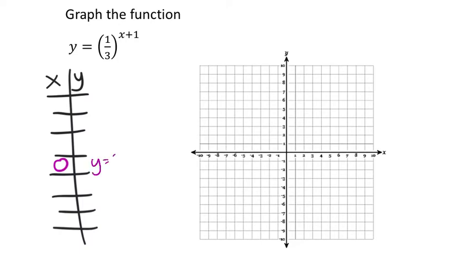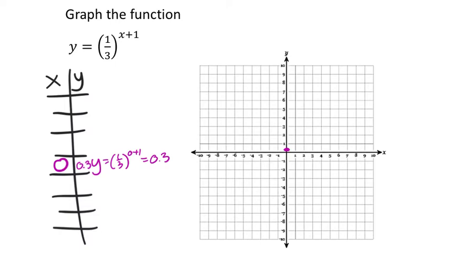So we get y equals 1/3 to the power of 0 plus 1, which really is just 1/3 to the power of 1. So in the calculator, you should get 0.3 repeating, but since I can't get to the hundredths on my graph, I'm just going to put the tenths. So 0 and 0.3 is my ordered pair. 0, 0.3, it's pretty close to this x-axis right there. Okay, that's about my y-intercept.